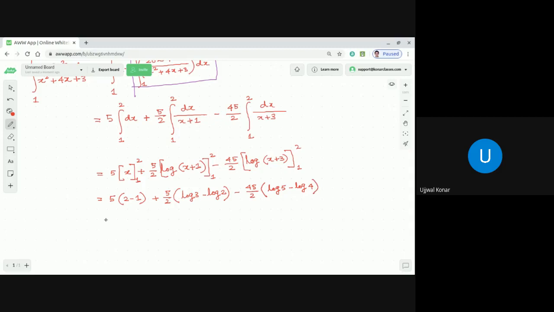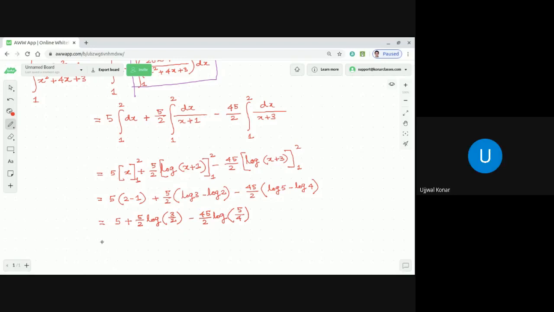And just for the sake of completeness, I am saying there is no integrating constant here because it is a definite integration. So we can simplify a little bit. 5 plus 5 by 2 into log of 3 by 2. Correct or not? Minus 45 by 2 into log of 5 by 4. Correct? Yeah.